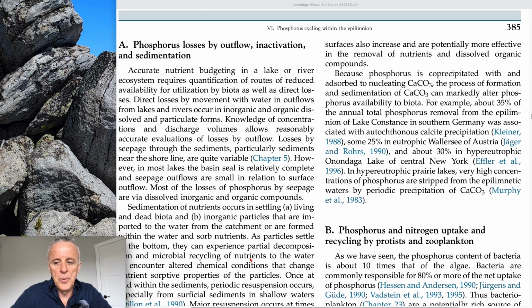Because phosphorus is co-precipitated with and adsorbed to nucleating calcium carbonate, the process of formation and sedimentation of calcium carbonate can markedly alter phosphorus availability to biota. For example, about 35% of the annual total phosphorus removal from the epilimnion of Lake Constance in southern Germany was associated with autochthonous calcite precipitation, some 25% in eutrophic Wörthersee of Austria, and about 30% in hypereutrophic Onondaga Lake of central New York.